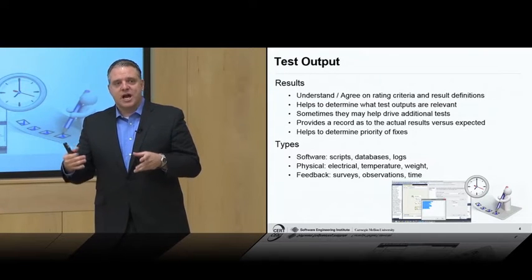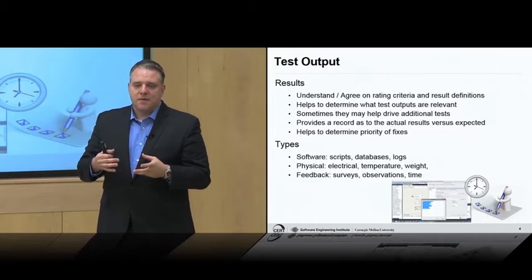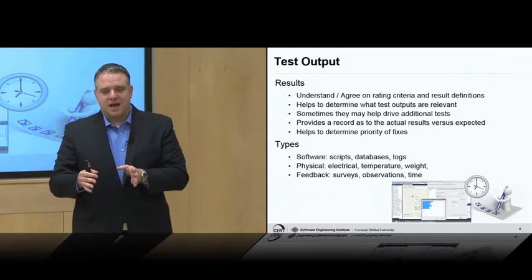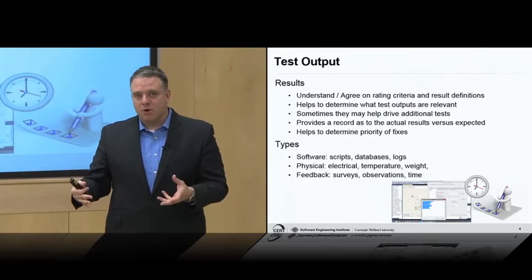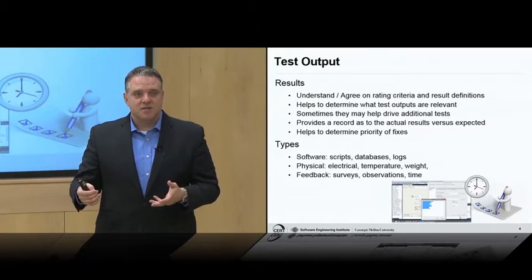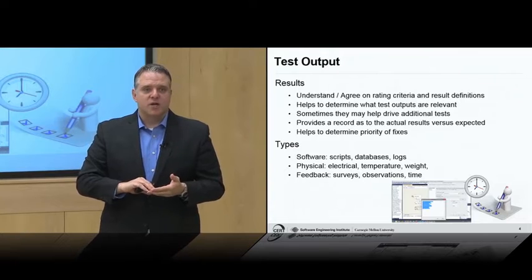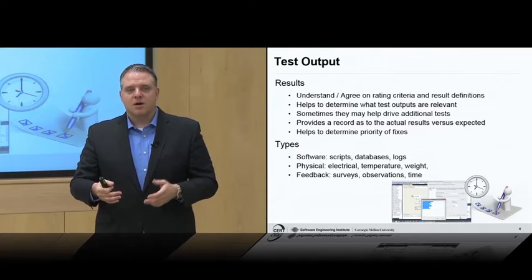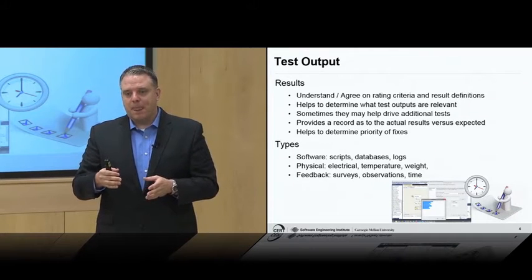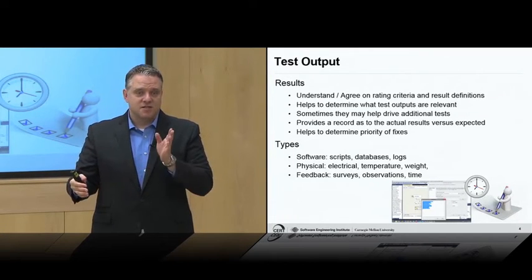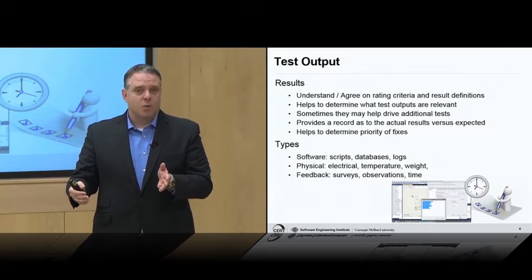The test coverage output, you really want to make sure that your test has adequate criteria defined for how it's going to report the results of the test. So you want to agree upfront on what the rating criteria are and the definitions. So if you have a scale of program success on a scale of 1 to 5, what does a 1 mean?